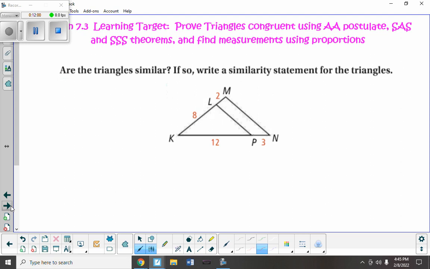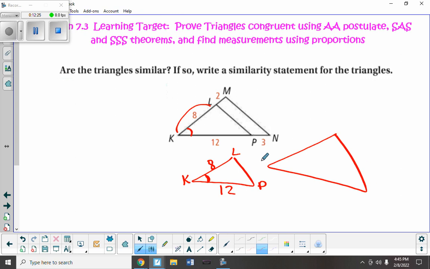So we want to know if these triangles are similar. Well, again, we have overlapping triangles. All right, so let me just separate them. So angle K, and then this is angle L, and this is angle P. And the length of KL is 8, and the length of KP is 12. And K is the same in both, so I'm just going to mark that. The larger triangle, so K is right here, and then this goes to M, and the full length, pay attention to this, is 8 plus 2, which is 10. And then from K to N is 12 plus 3, which is 15.